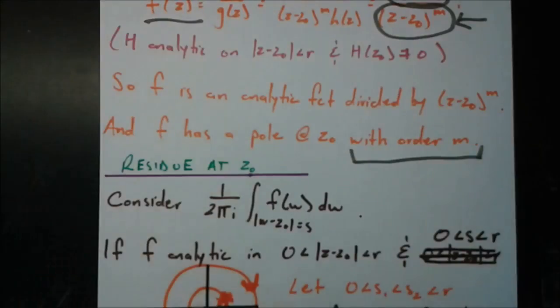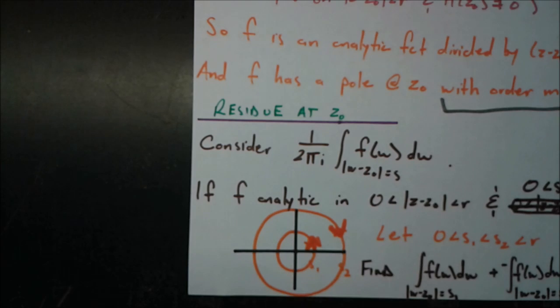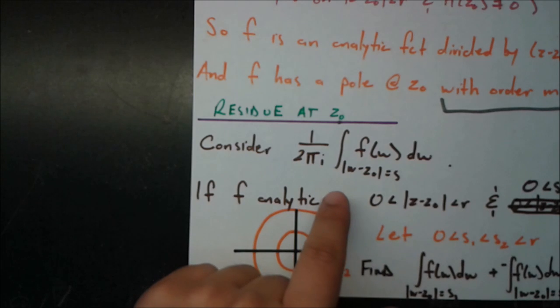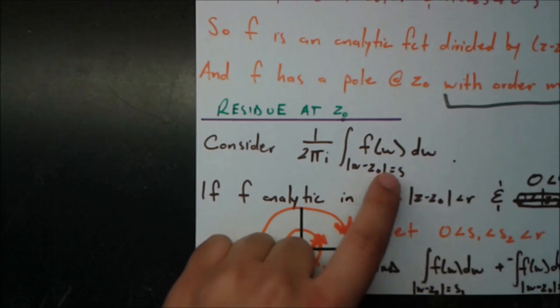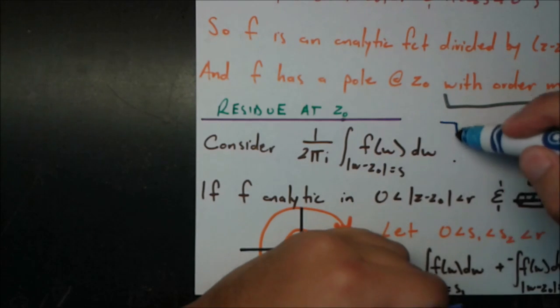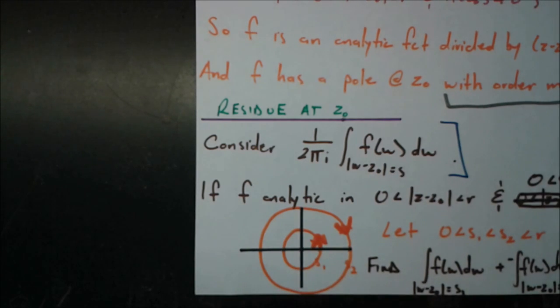Okay? So the last thing we'll talk about is residue, which is going to lead us into the next videos and so on, because we're going to use it for the residue theorem and lots of awesome stuff like that. So first, we're just going to consider something. Consider this kind of nasty looking integral: 1 over 2 pi i, the integral of f of w dw over this circle centered at z naught with radius s. So this looks a lot like Cauchy's formula, which is good because that's kind of where it's from.